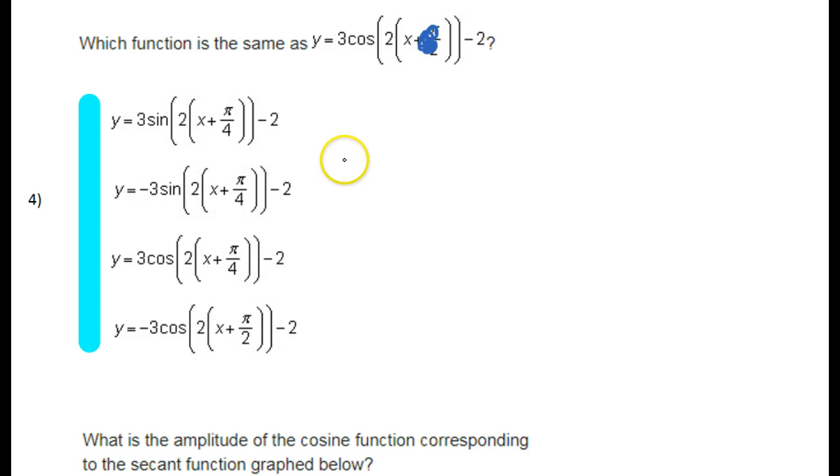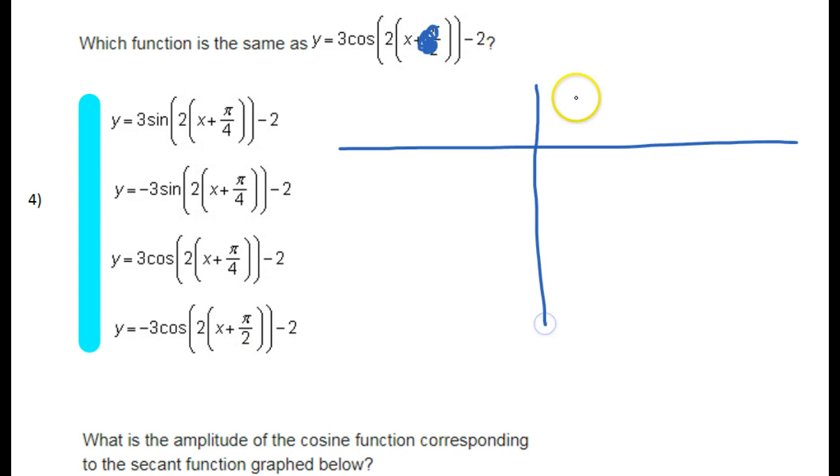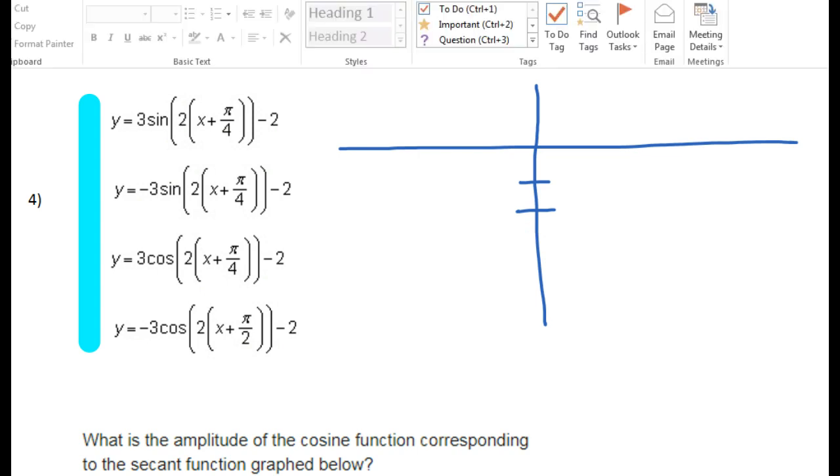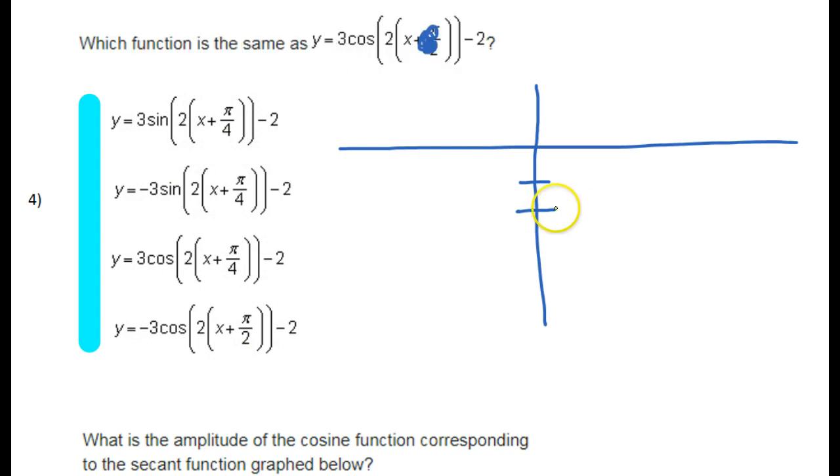So normally, here's how the cosine function works. Okay, let's see. Now, normally this would be the midline, would be the x-axis. Because of this -2, I know that the midline is going to be shifted down 2. Okay, so that tells me that this is going to be the midline right here.